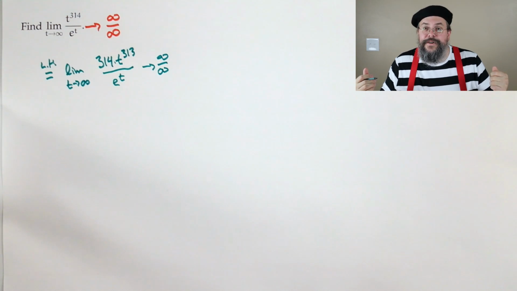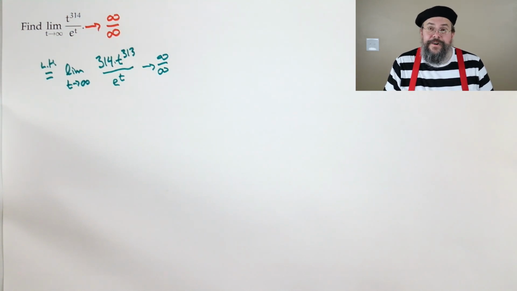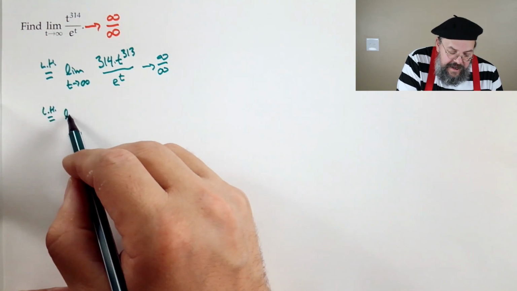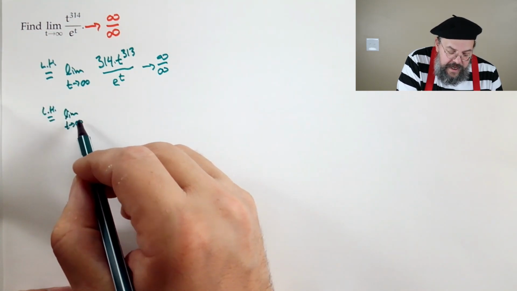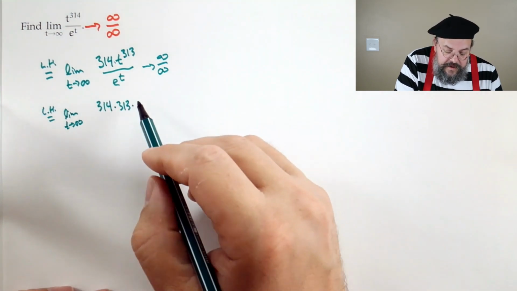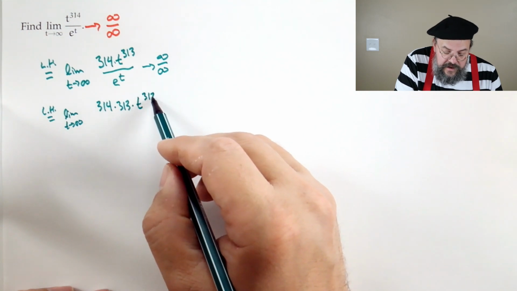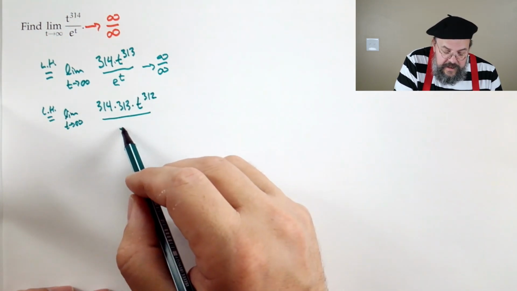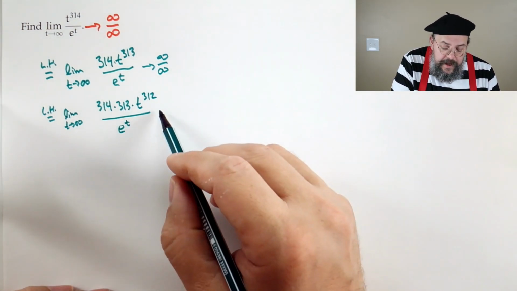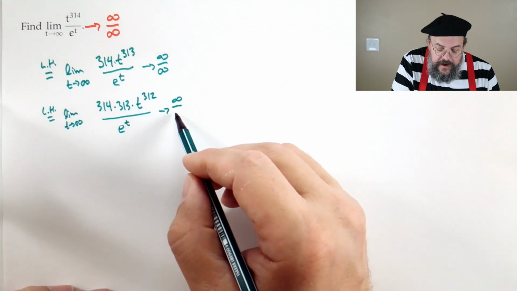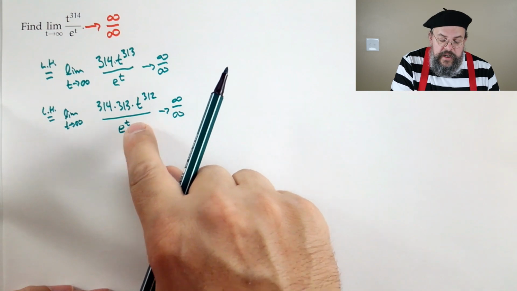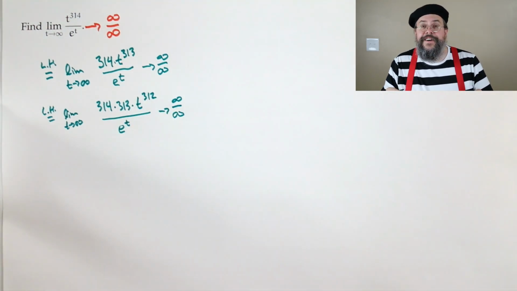Okay, so what do we do? Well, we apply L'Hopital again. And we just see what we have. So that'll be 314 times 313 times t to the 312. Divide that by e to the t, right? What does that do? Well, that goes to infinity over infinity, right? Because it's a big number. Downstairs, e to a big number is a big number. And a big number to a power is big.